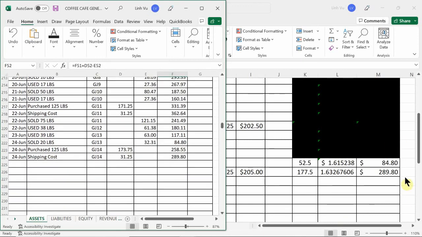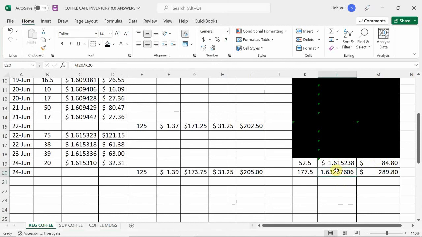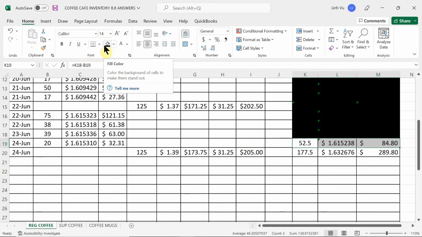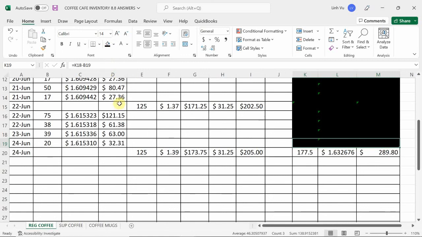Yeah, 289.80. And so that means that's going to give me a total cost per item to be $1.632676. There you go. Okay. So it increased a lot because we purchased my inventory at a higher price, right? It went from 37 cents to 39 cents. So that's a lot.